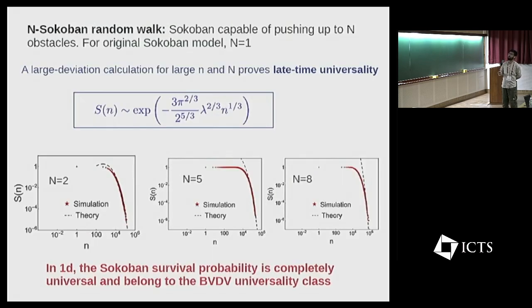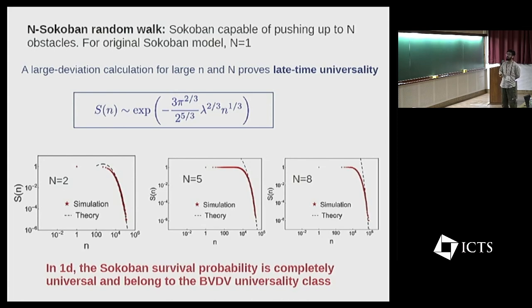Now we considered a generalization where the Sokoban is capable of pushing up to n obstacles. Note that for the original model, n was equal to 1, but it can now push an arbitrary number of particles. And for large time and large n, capital N, we could do some large deviation calculation to show that this particular form that we had in the previous slide is completely robust against n. And these are some of the verifications of this formula with respect to simulation.